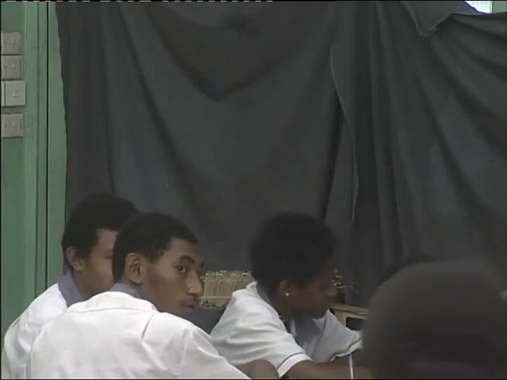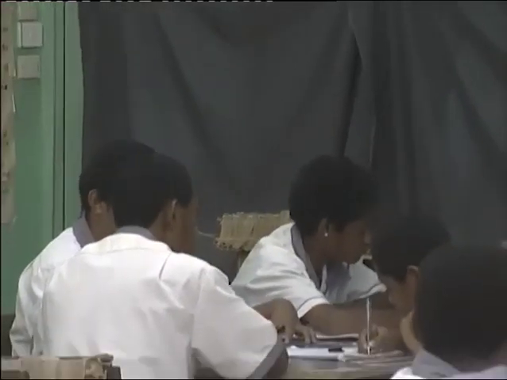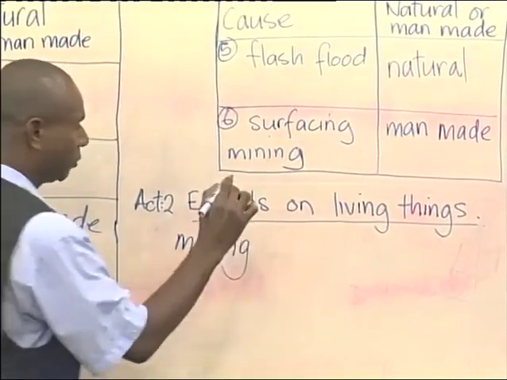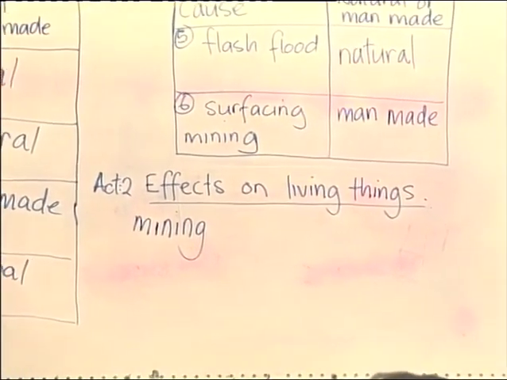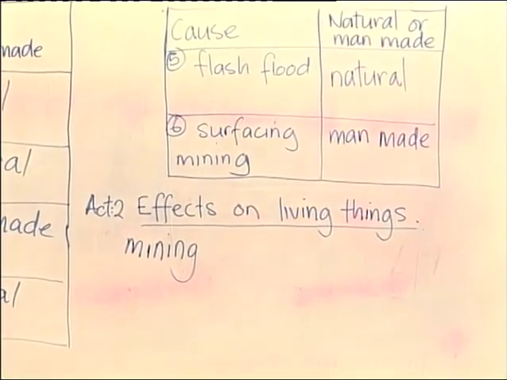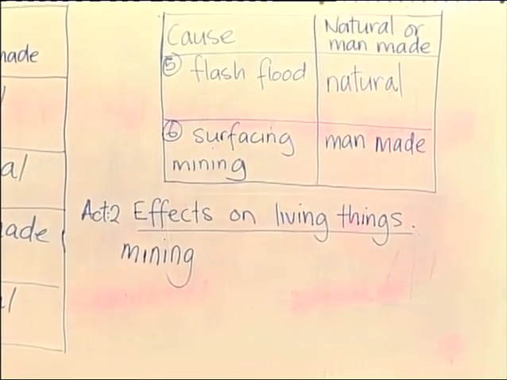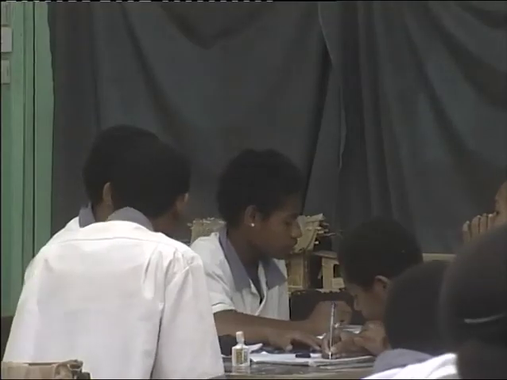Surface mining. You chose mining, effects of mining. So how does mining affect living things? Or how does mining affect you? Water pollution. Very good. It pollutes the riverways, water pollution.